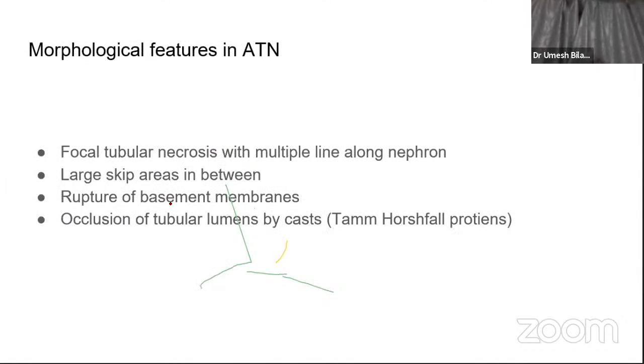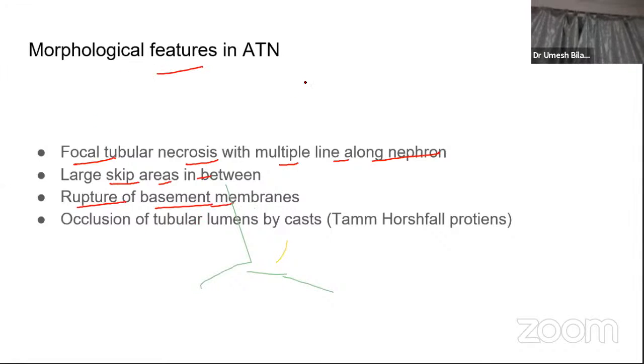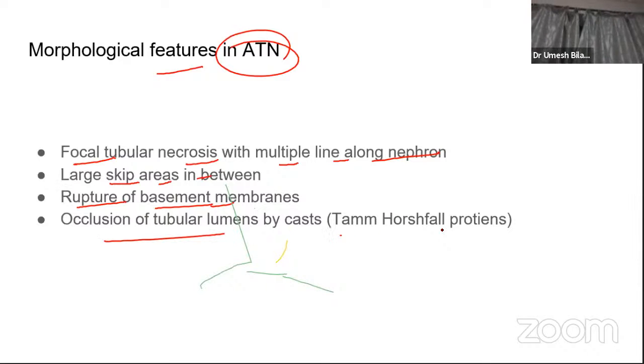Next question. Morphological features of ATN: focal tubular necrosis with multiple lesions along the nephron, large skip areas in between, rupture of basement membrane. If they do a biopsy in a patient who has acute tubular necrosis, this will be seen. And Tamm-Horsfall proteins or casts can be seen there.